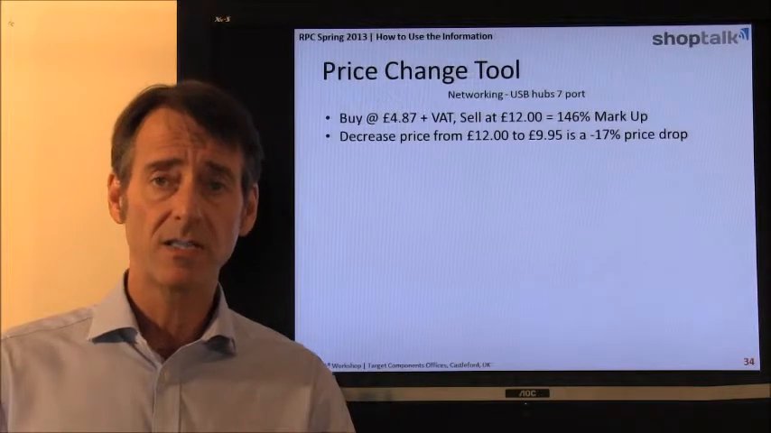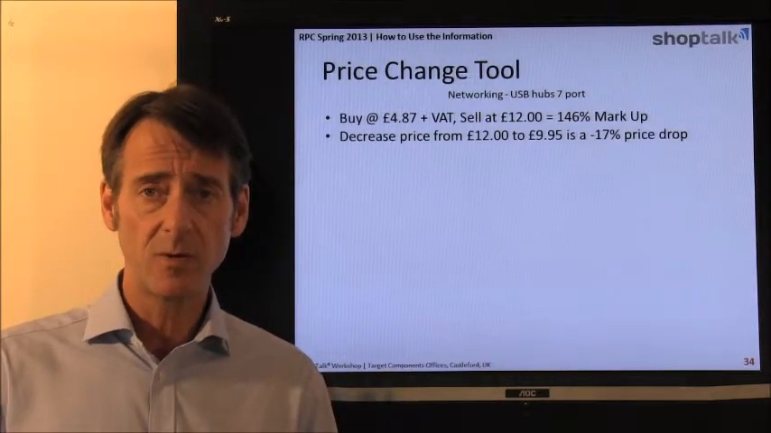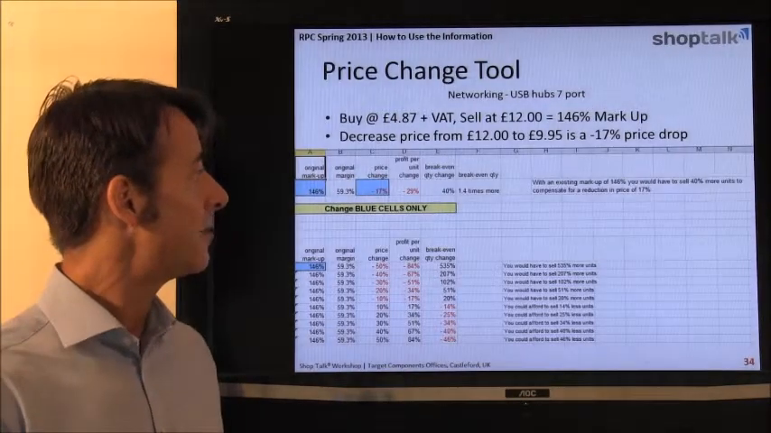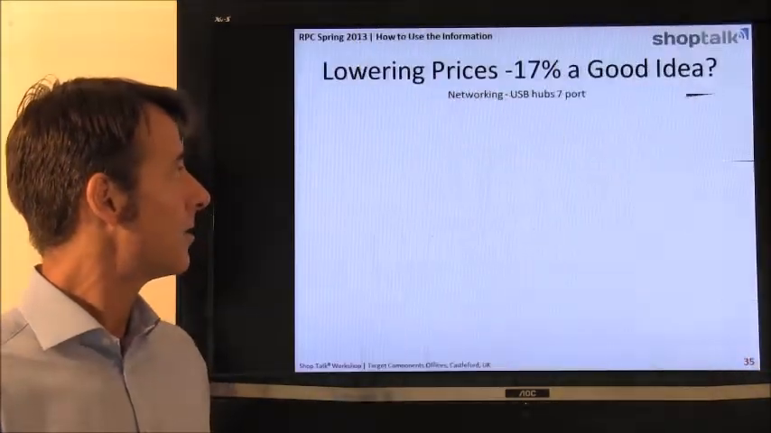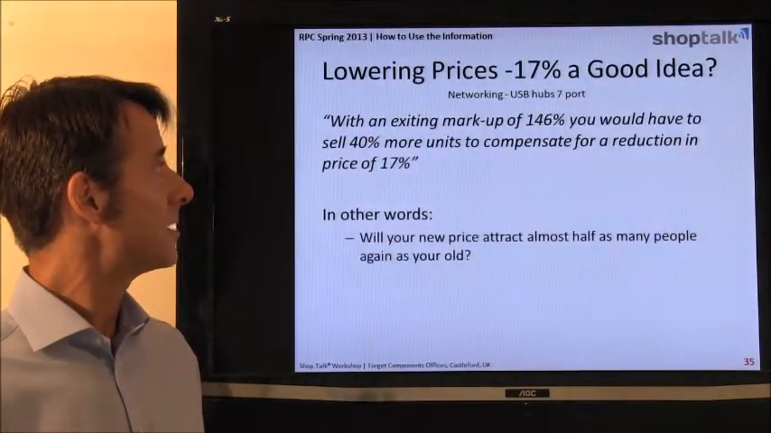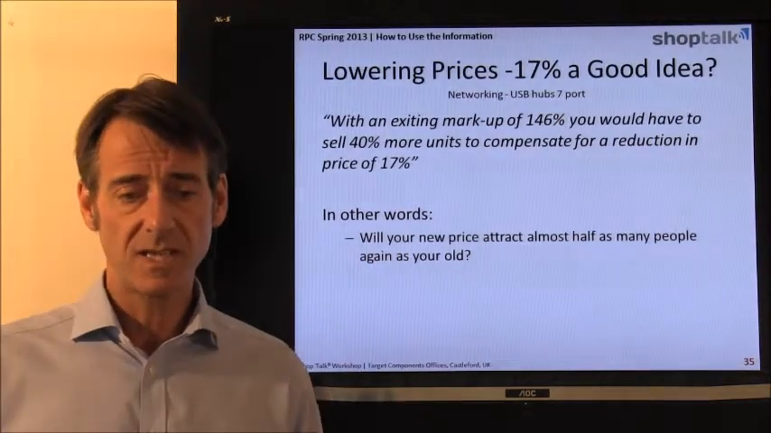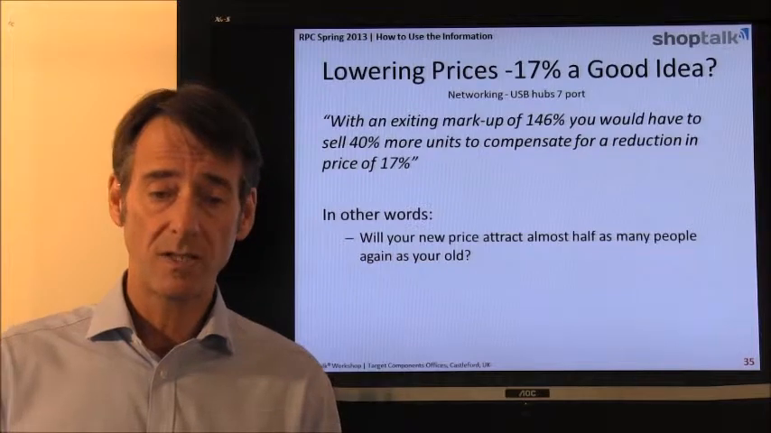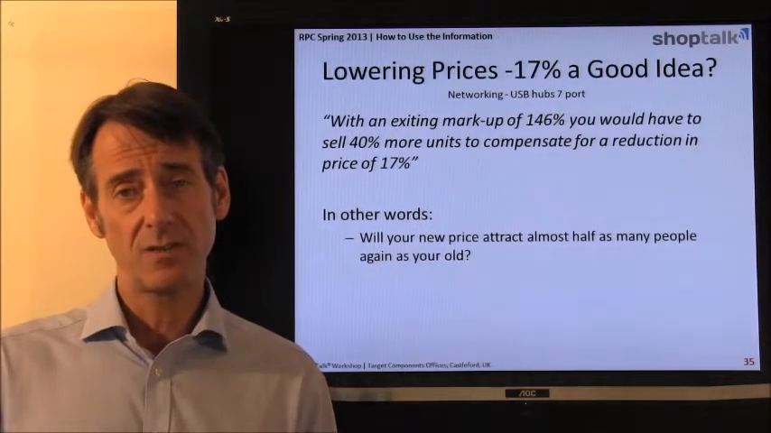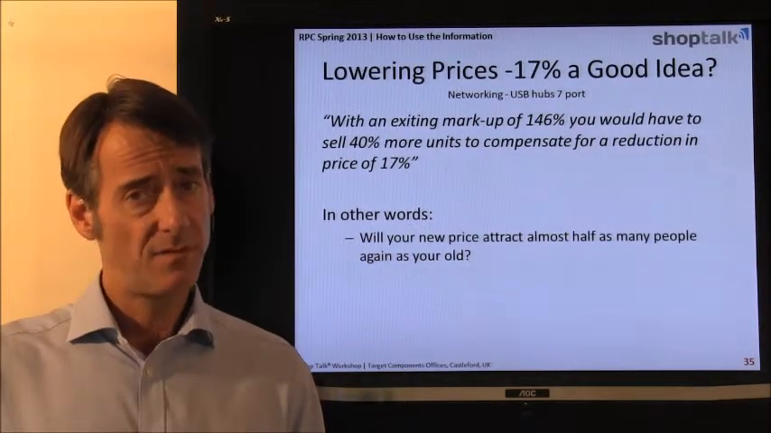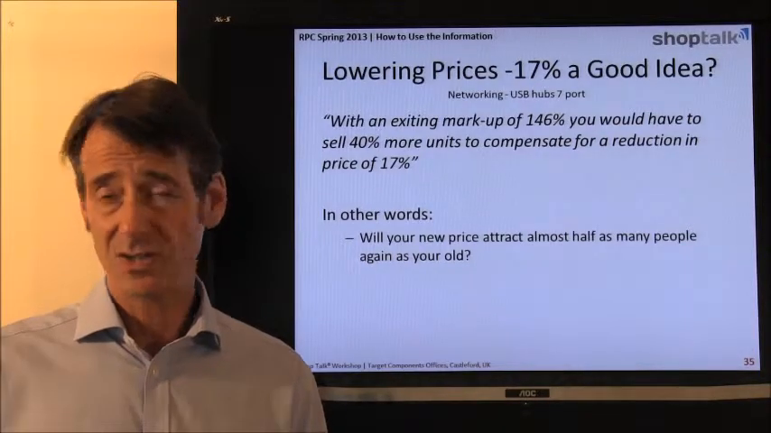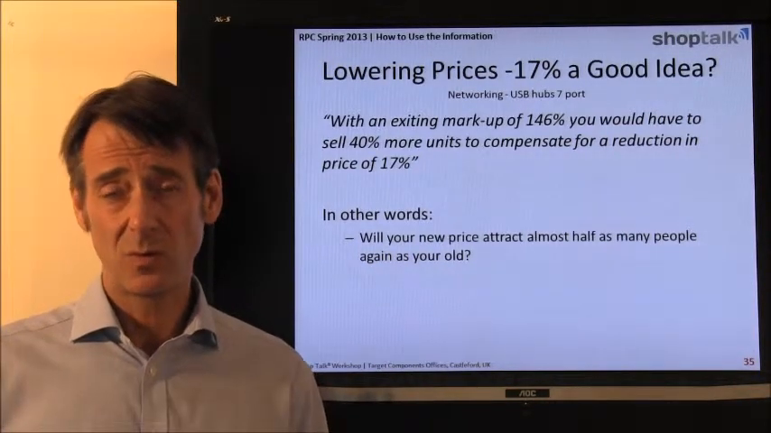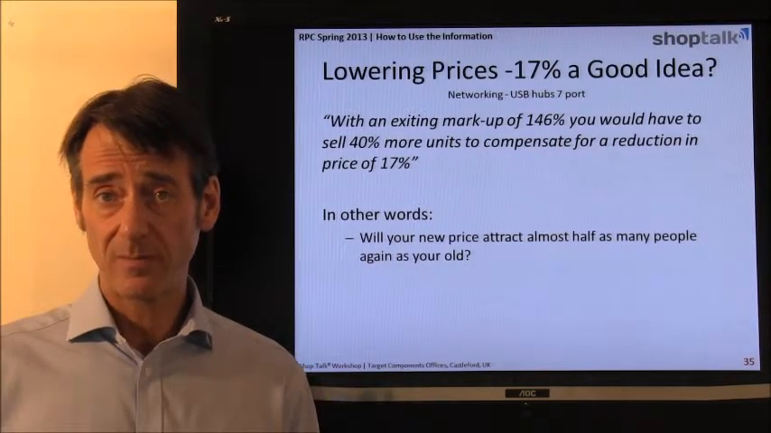Notice the minus sign. It's important to remember the signs when you use the price change tool, otherwise it won't give you the right answers. If you plug all that in, you get the following. With an existing markup of 146%, you'd have to sell 40% more units to compensate for a reduction in price of 17%. 40% more units by just dropping the price 17%. That sounds like it could be a tall order. Indeed, it probably would be.